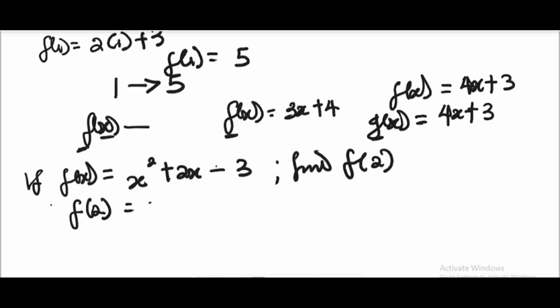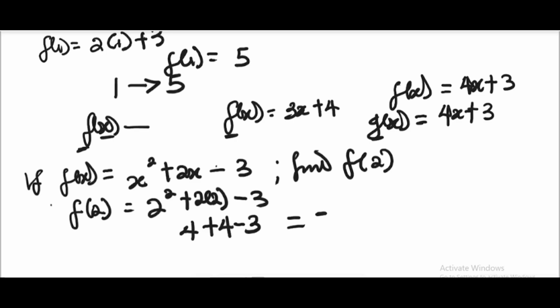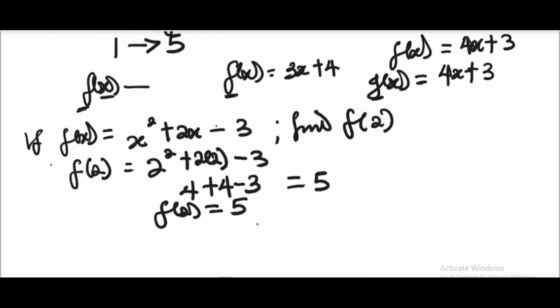So f of 2 is simply going to be 2 squared plus 2 times 2 minus 3. So we have 4 plus 4 minus 3, and that will give us 5. So f of 2 is equal to 5. So basically this is what function is, as simple as ABC. Now, generally for any f of a, we have a squared plus 2a minus 3.